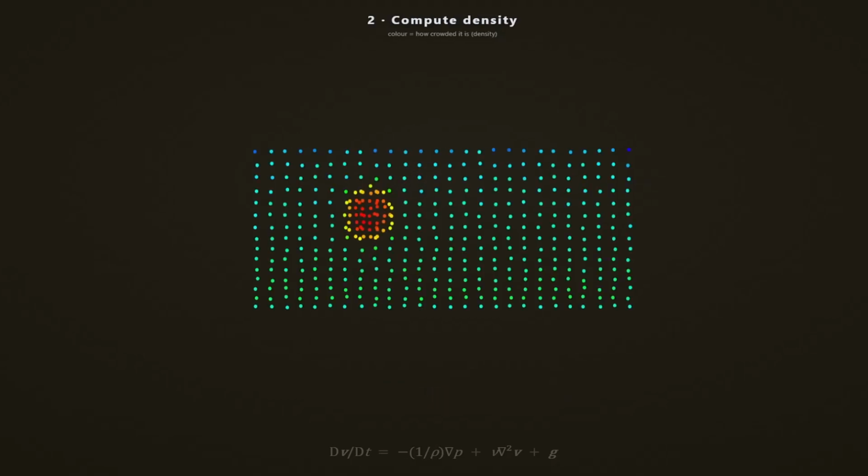Step 2. Now let's run that same density calculation for every particle at once, and I show it to you as a heat map. Blue means sparse, red means crowded. And take a look here. There's our little clump glowing red. So now every particle knows exactly how packed it is.